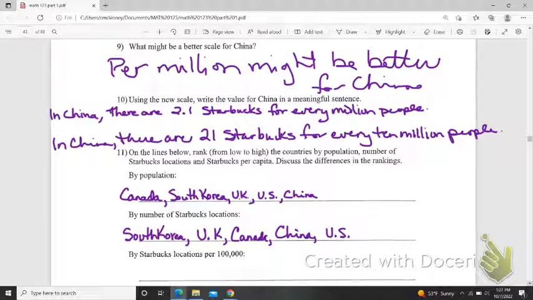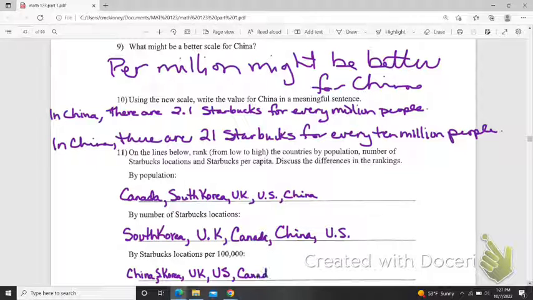And then Starbucks locations per 100,000 people. Who has the most Starbucks per capita? So actually, per capita, Canada is going to be at the end of this list. China has the fewest, then South Korea, then the United Kingdom, then the US, and last, Canada.